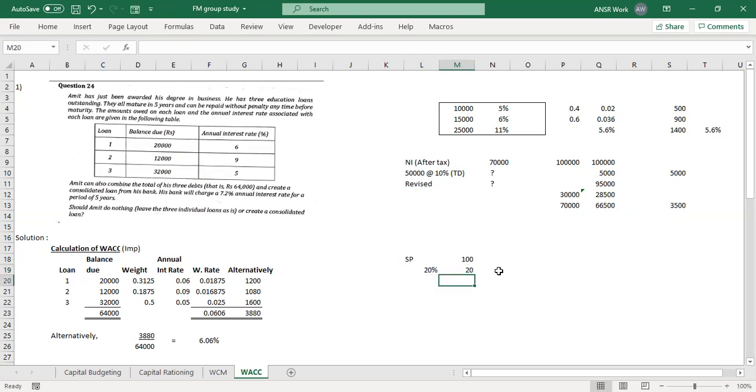20 rupees. Then what is the cost of that product? How can I calculate? 100 minus 20. Aswati, are you with us? Yes, Dheeraj, yeah.